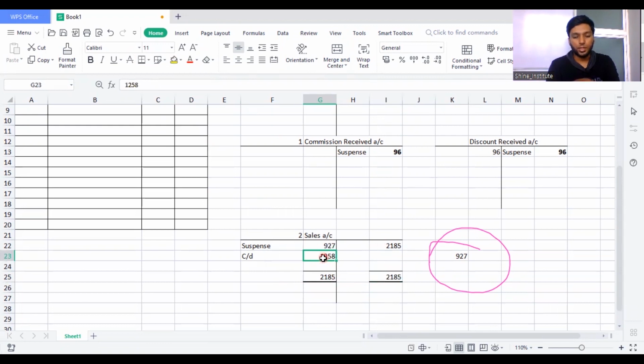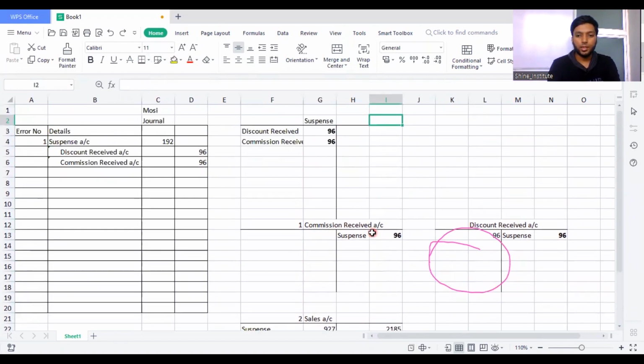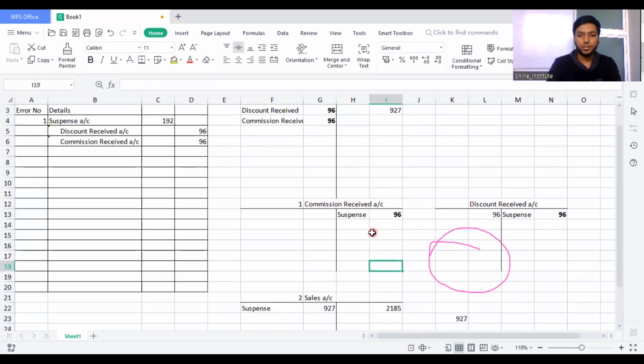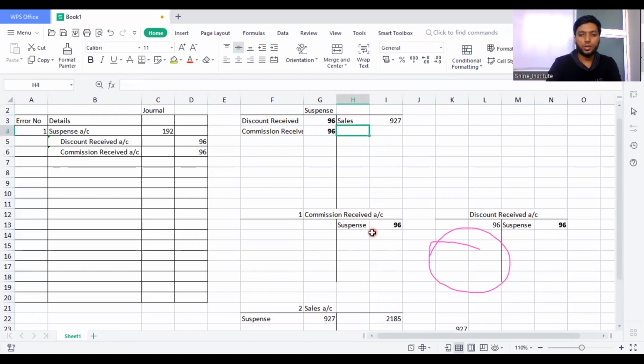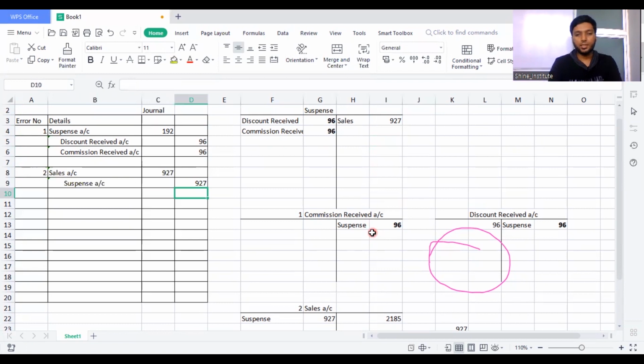Now I know this 1,258 is not the amount I should record. So I should record only, I'm just showing you, 927. So I'll take 927 to the suspense account on the debit side, and on the credit side I'll record it as sales. So now this is also easy to record. And then here the second entry is going to be number 2. Sales account is going to be debit 927, and then we have suspense account credit 927. Yes, it was that easy, guys. So now recording the first two transactions didn't take much time.